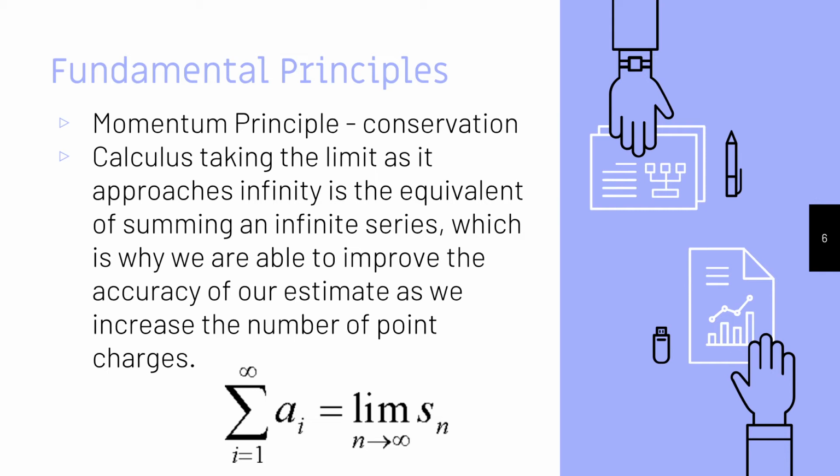Additionally, the reason that our experiment is more accurate when we include multiple point charges instead of just the one point charge is the result of simple calculus, as shown here. The sum of an infinite series is equivalent to taking the limit as the series goes to infinity, which becomes more accurate as it gets closer and closer to that value of infinity. For the same reason, the more pieces we divide our tape into, the more accurate our charge estimate becomes.